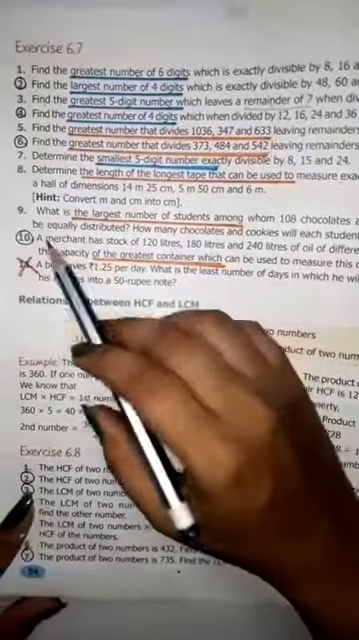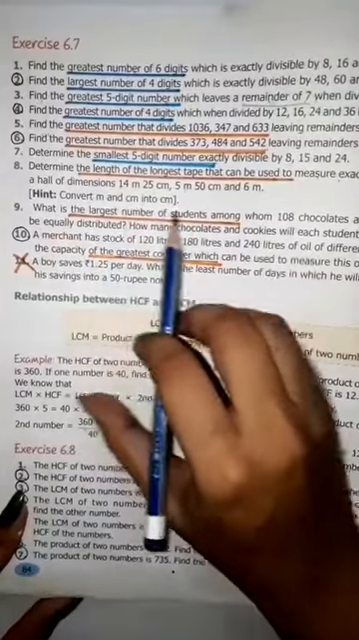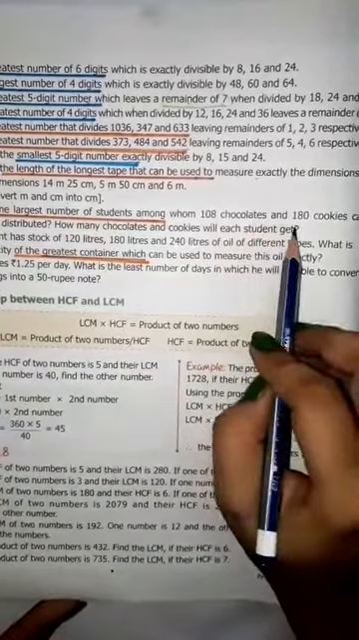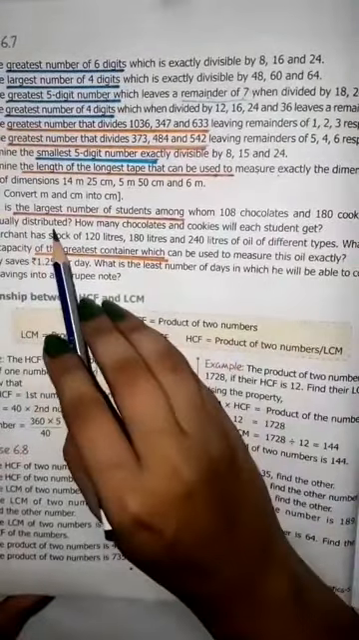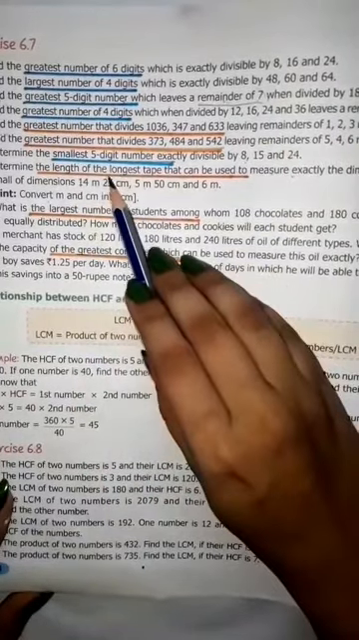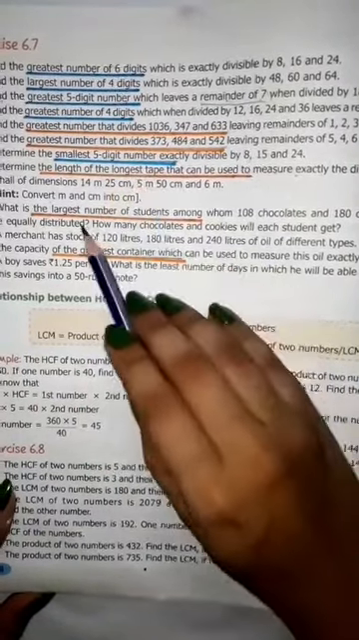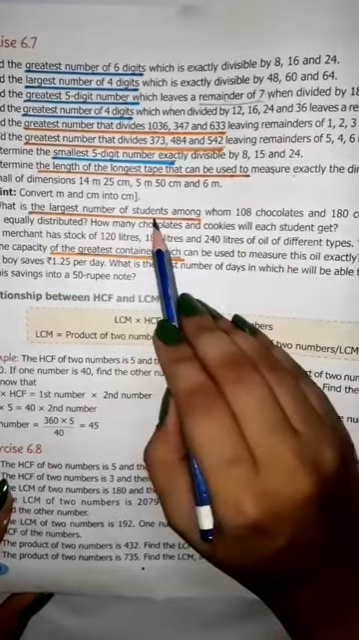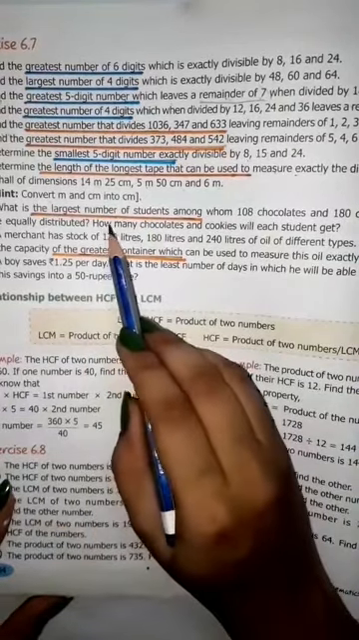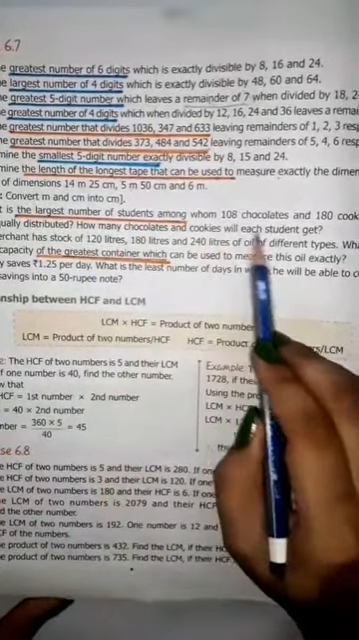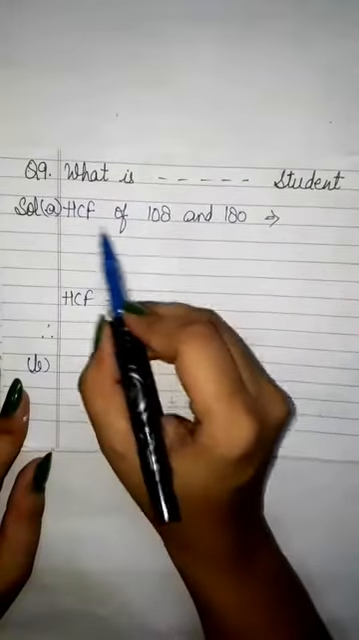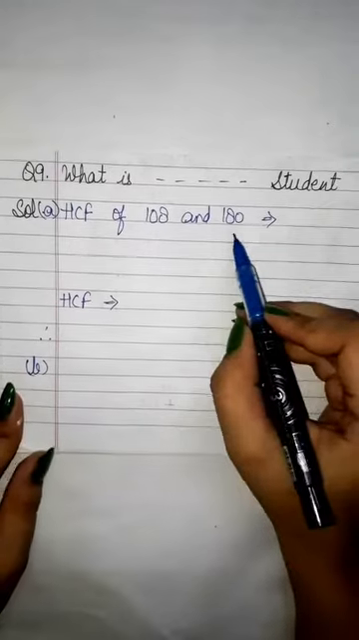Now, see question number 9, children. What is the largest number of students among whom 108 chocolates and 180 cookies can be equally distributed? This is the same as question number 8. In that we had to find the longest tape, in this we have to find the largest number of students. So what will we find? We will find HCF. And it has a B part also: how many chocolates and cookies will each student get? So children, we will find the HCF of 108 and 180.